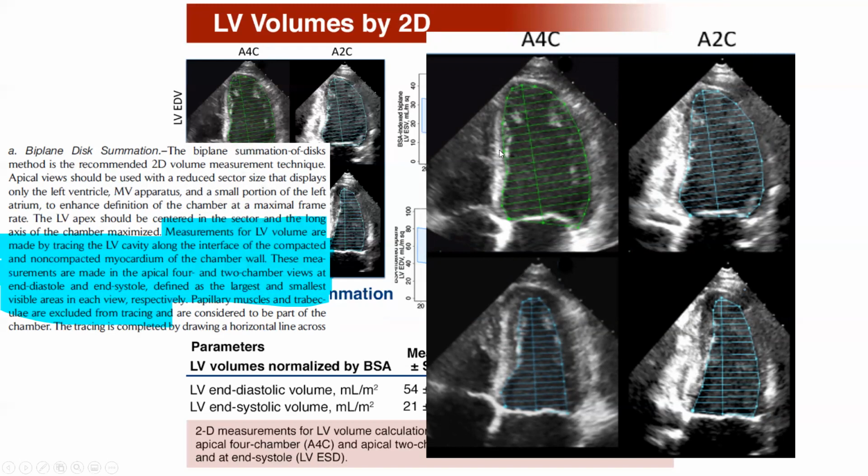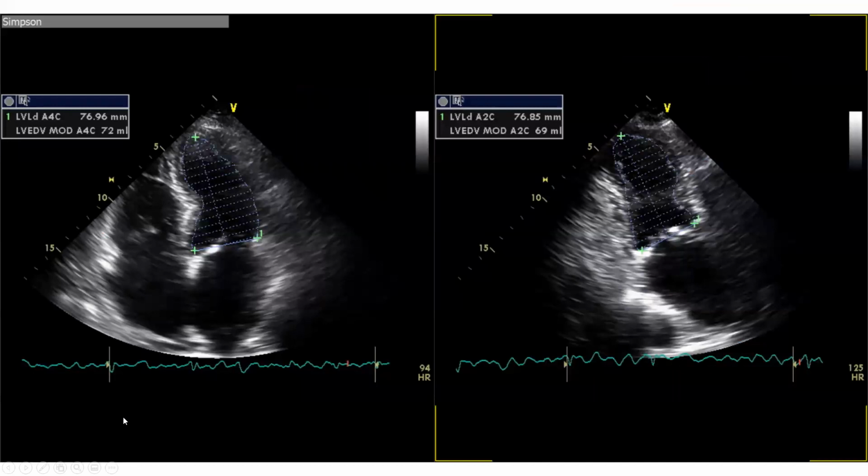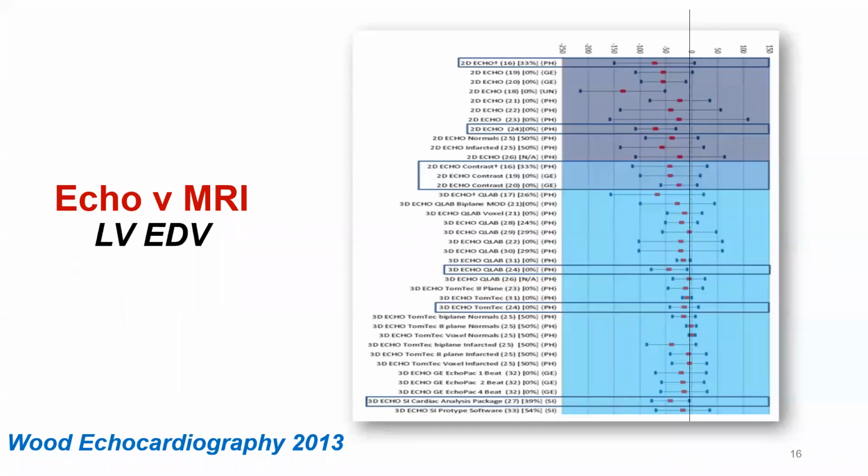The papillary muscles become part of the cavity. And here's an example of an incorrect Simpson's tracing. As you can see, the person in question drew the Simpson's so that the papillary muscle was included as part of the wall. This type of mistake will lead to a smaller left ventricular volume and should be avoided.